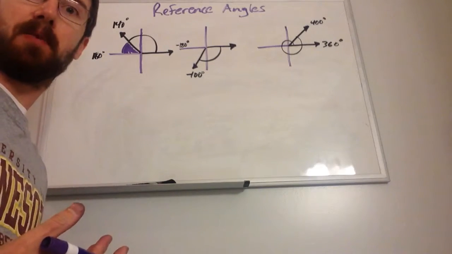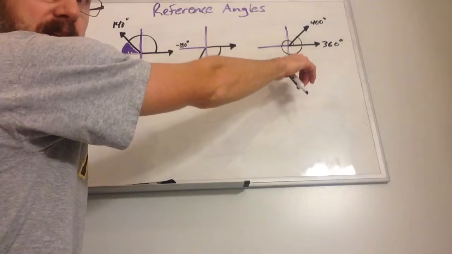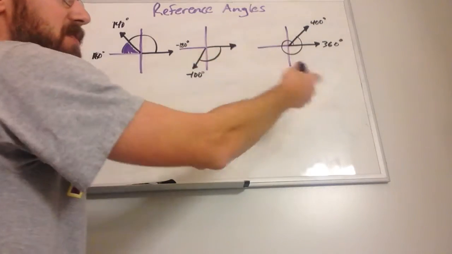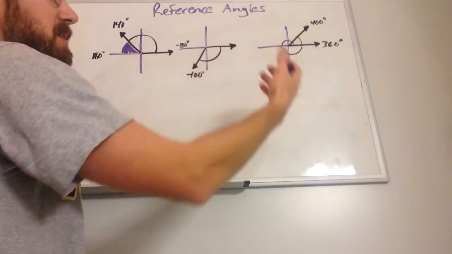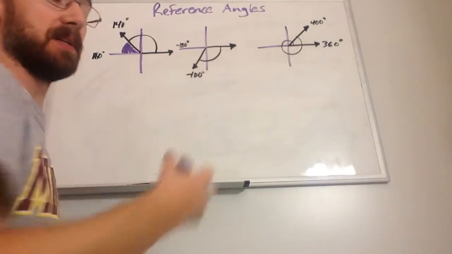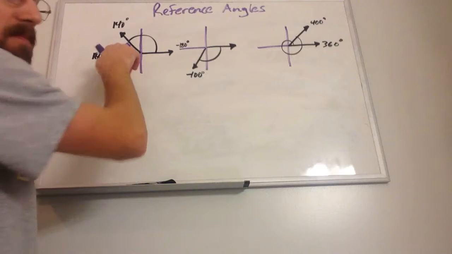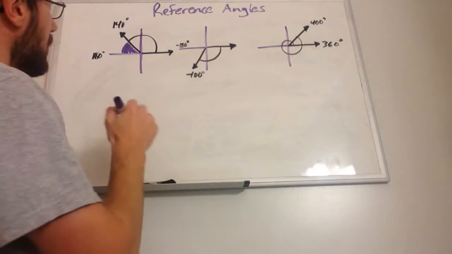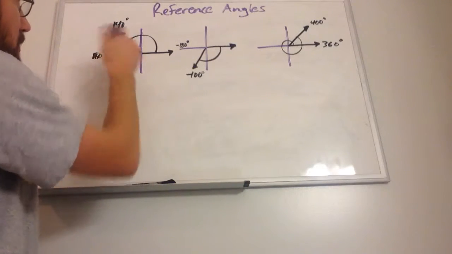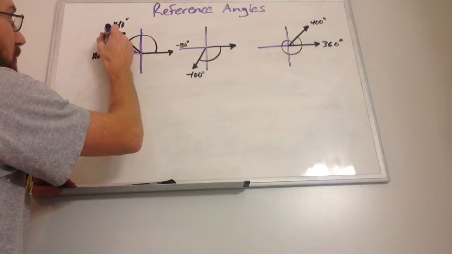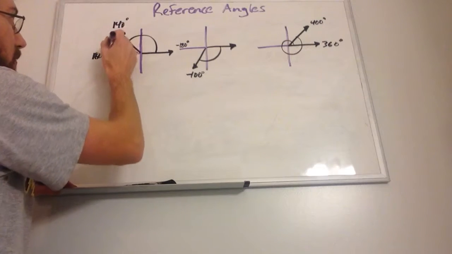It's not always going to be at 180. Sometimes it's going to be at 360. It could be over at 540. If it was a second rotation, it could be back at 0. It depends on the problem, but it's just the closest distance to get back to the x-axis. So between 140 degrees and 180, this reference angle is 40 degrees.